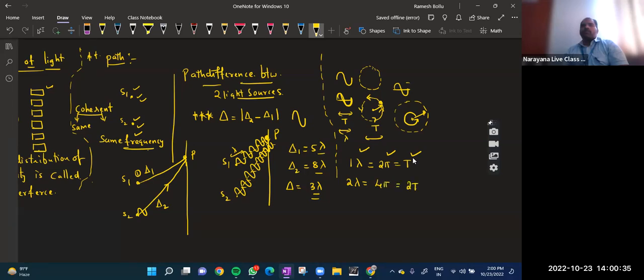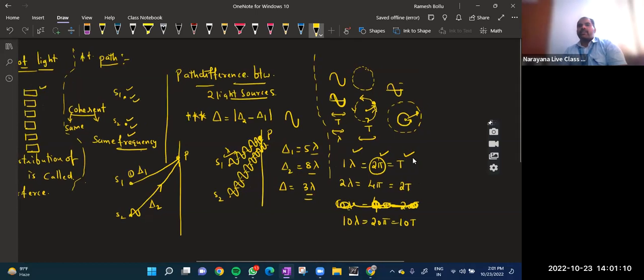What is the time taken? 2T. If 10 waves are produced, 20 pi and 20 into T. 10 waves produced means 10 lambda, 20 pi, very good, 10 into T. You are understanding the relation.